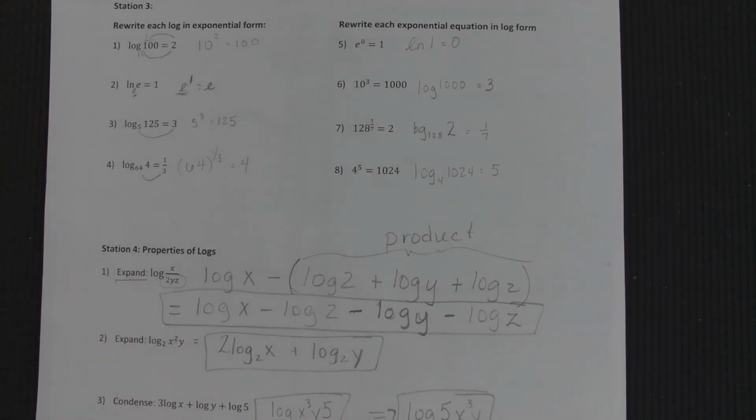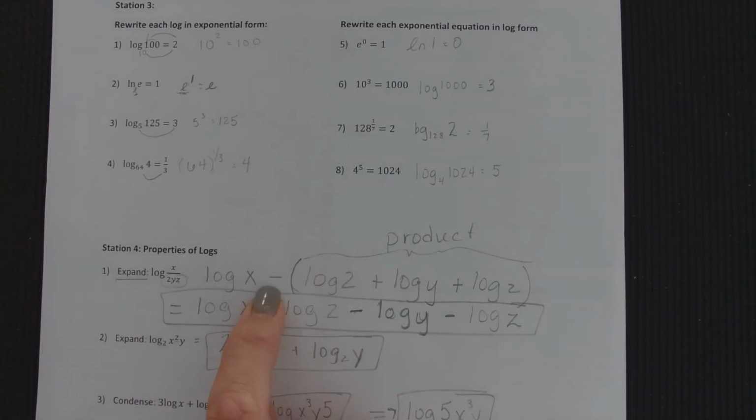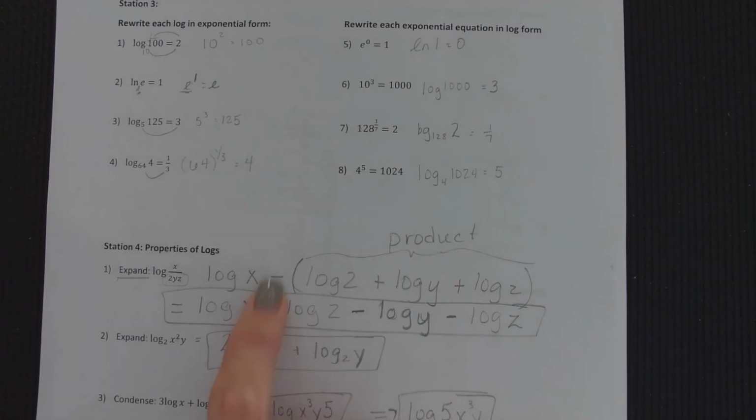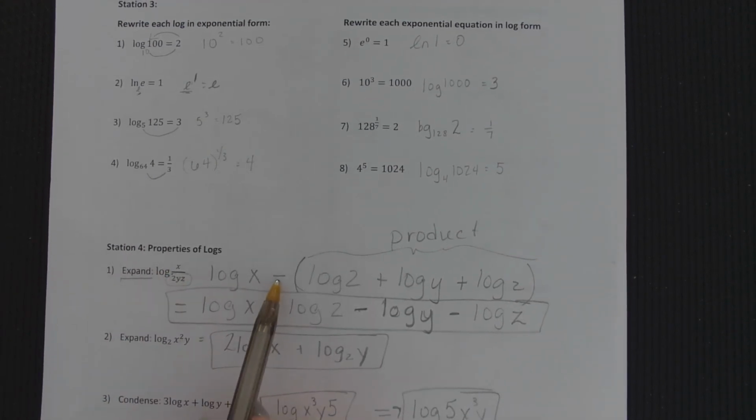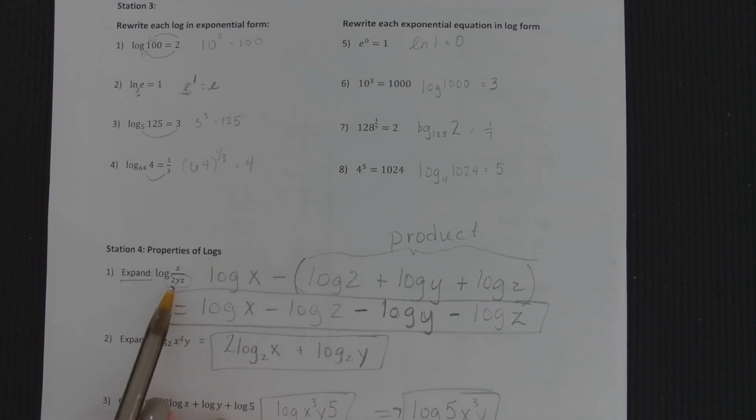Number 1 is the one I did with you. It was distributing that negative, and I will move my stuff over. How do you know what to do? Okay, it's just a rule. Here you have a division, so you're gonna subtract. I also notice in the denominator, I have 3 terms multiplying, which is the product rule. That was the very first one I did.